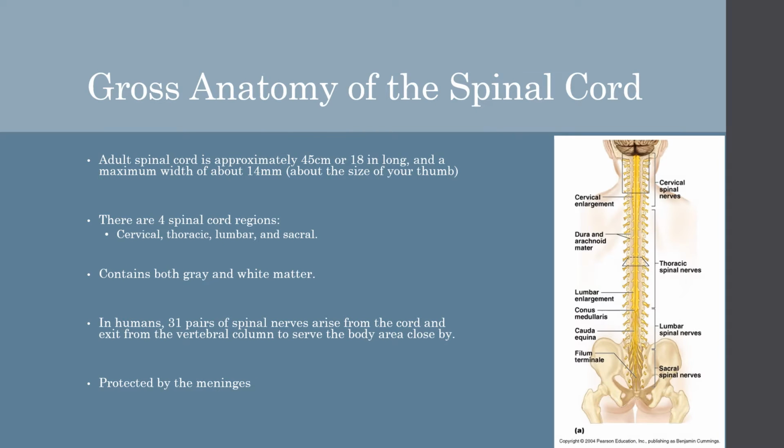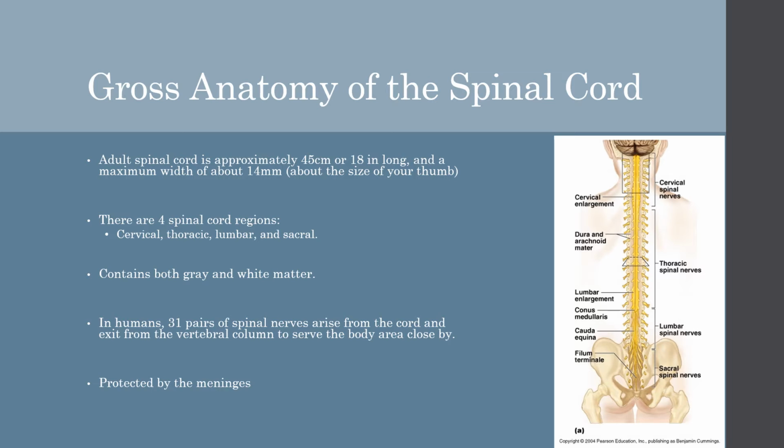So this is a little bit more detail as far as the spinal cord goes. The adult spinal cord is approximately 45 centimeters in length, or just over 18 inches long. You can see the width is about 14 millimeters. So if you take a look at your thumb, that's about how wide it is. Now, if you have really small thumbs, it might be a little bit wider than that.